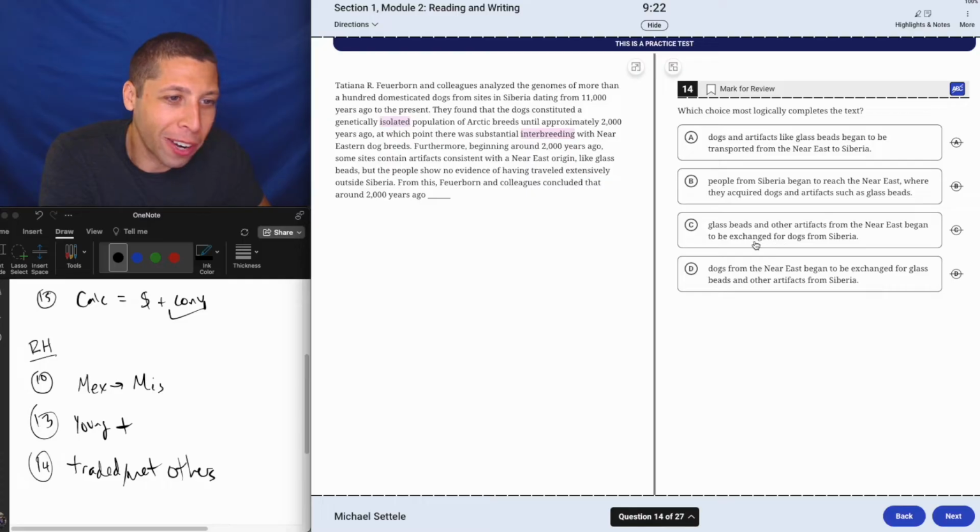That's a little strong, right? We don't know that they changed the dogs and the beads. They could have just done both things, right? Dogs in the Near East began to be exchanged for glass beads. Ooh, this is an interesting question. It's very similar choices. Okay, so let's go back.